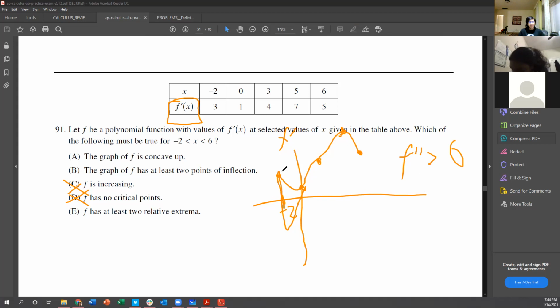Well, as you can see, it's making a dip here. So it's not always going to be greater than 0, the derivative of f. So that rules out A. It has at least 2 relative extrema.